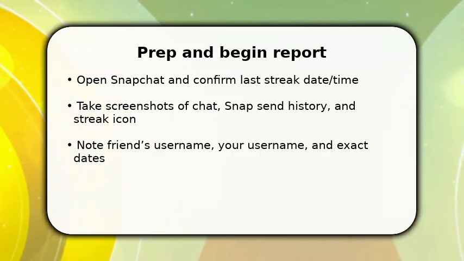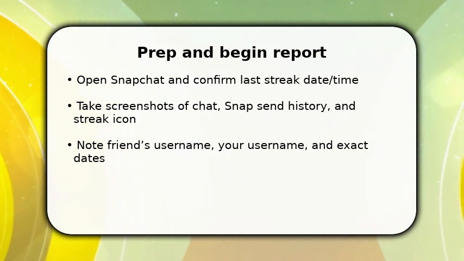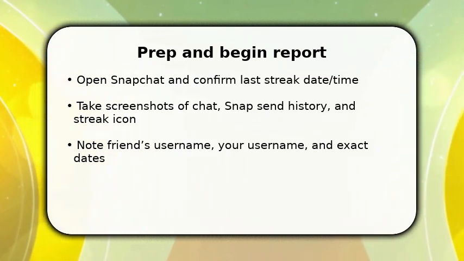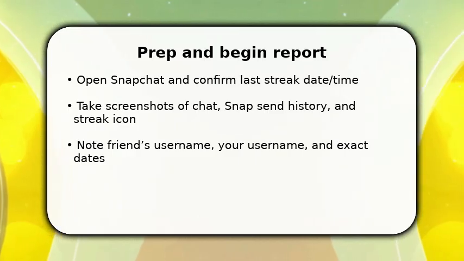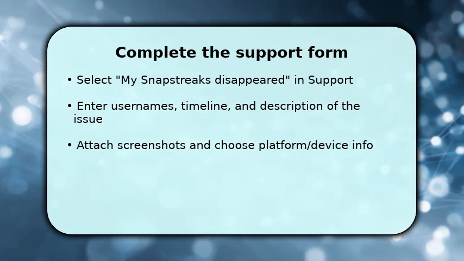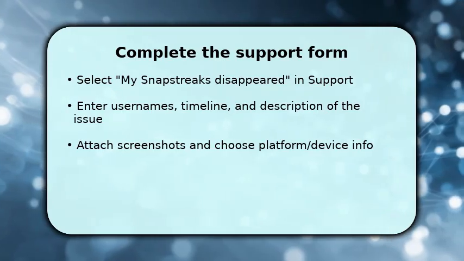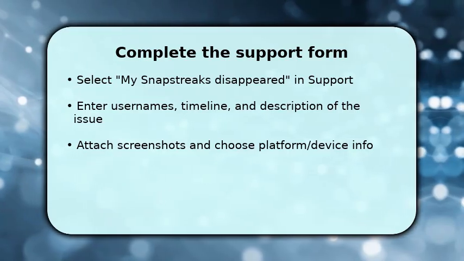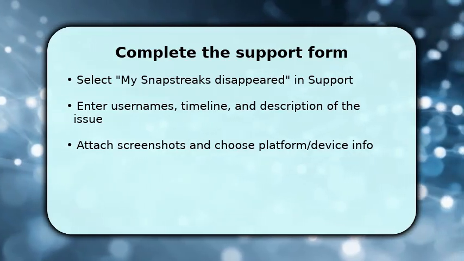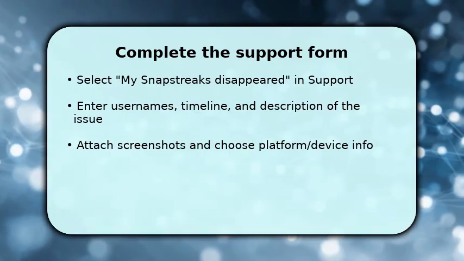Now fill out the Snapchat support form carefully. Choose the option for lost snap streaks, then enter both usernames exactly as they appear and type a concise timeline that lists dates and times of last snaps. Explain what happened in plain language, include app version and device. Attach all screenshots you took and any chat logs. Double-check for typos, then submit.